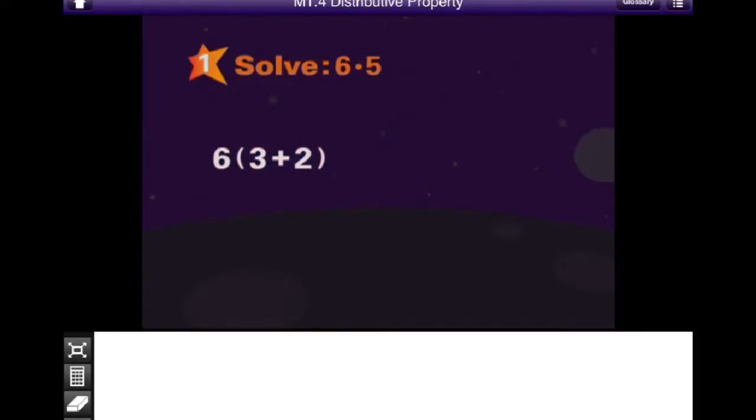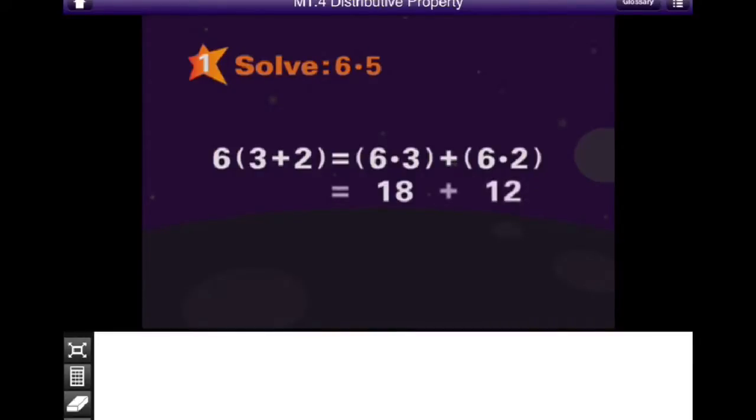I need to distribute 6 over the quantity 3 plus 2. When I distribute, I get 6 times 3 plus 6 times 2. Now I need to multiply. 6 times 3 is 18, and 6 times 2 is 12. 18 plus 12 is 30. That means 6 times 5 equals 30. And 6 times the quantity 3 plus 2 equals 30. You're right.